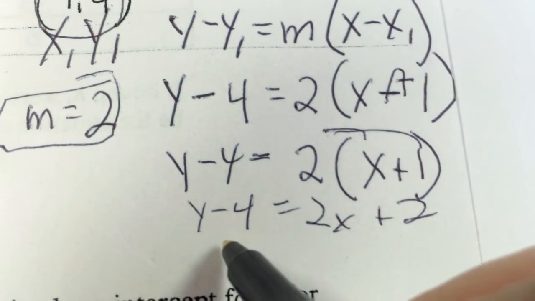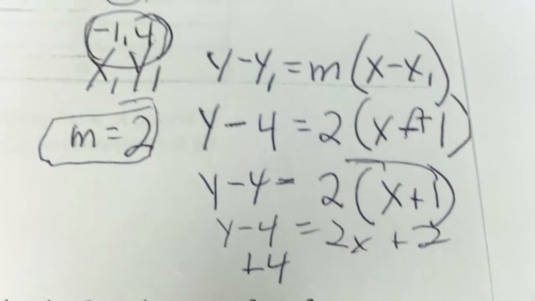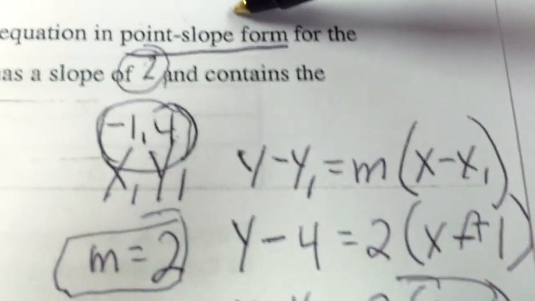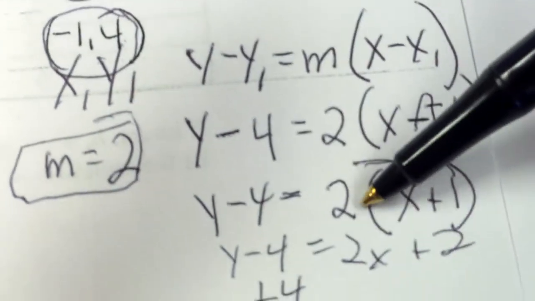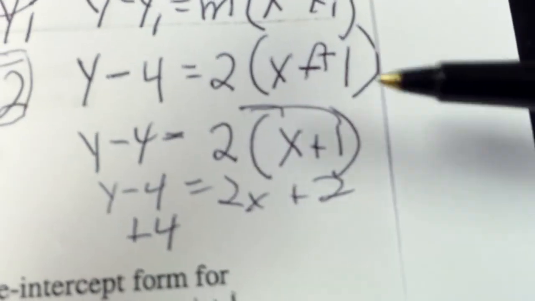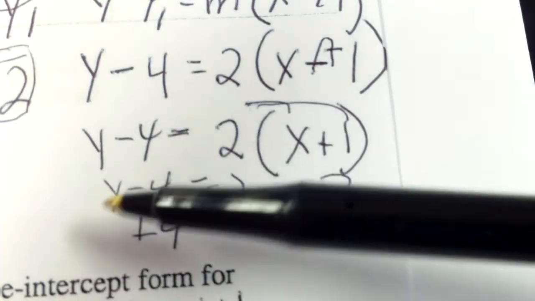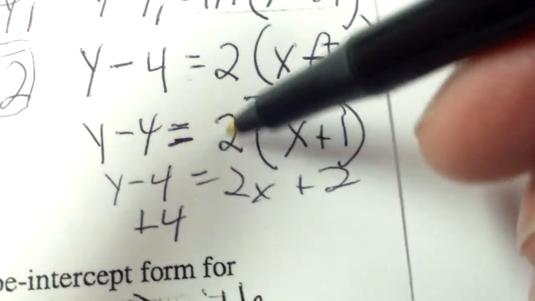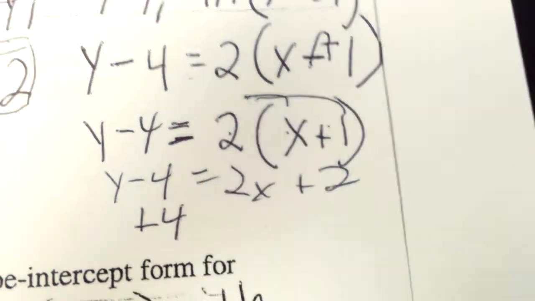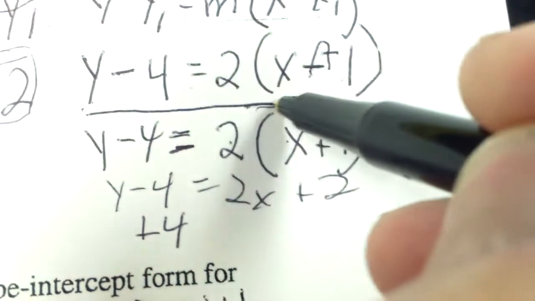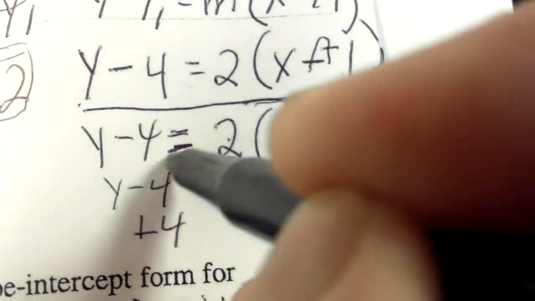I want y alone, so I'm going to add 4 to both sides. I'm such a silly knucklehead. This said put it in point-slope form, so I did. And then I kept going, but all I needed to do was put it in point-slope form, and we did that right here. y minus y sub 1 equals m times x minus x sub 1. We did that already. We're done. This was our answer way back here. Silly. What a goofball. Okay, number 6.